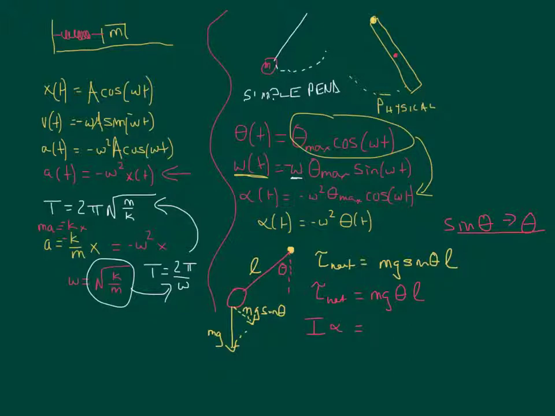So we can replace that and say I times alpha is mg theta times the length of the pendulum. So that makes alpha equal to mg theta times the length over the moment of inertia. So far, all of this has been for both a simple pendulum and a physical pendulum. Now is when we need to differentiate between the two, and again, we're going to do the simple pendulum first. So let's go to a new slide here.